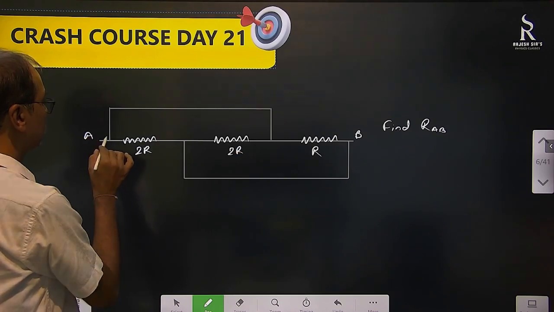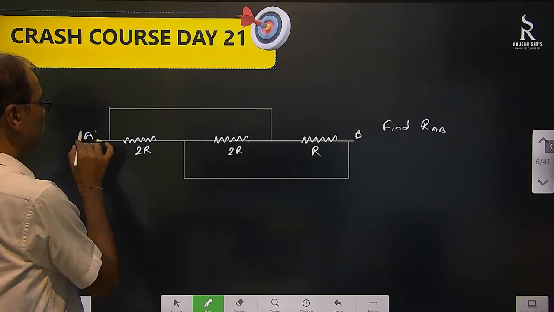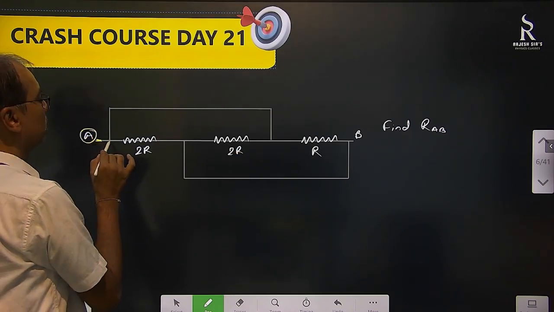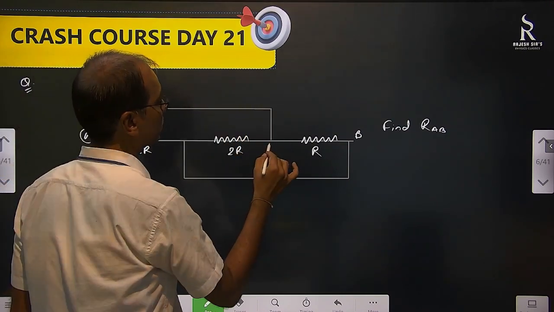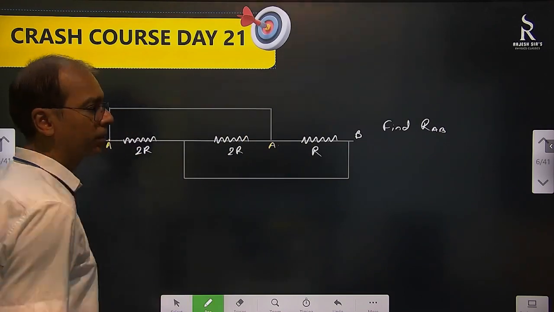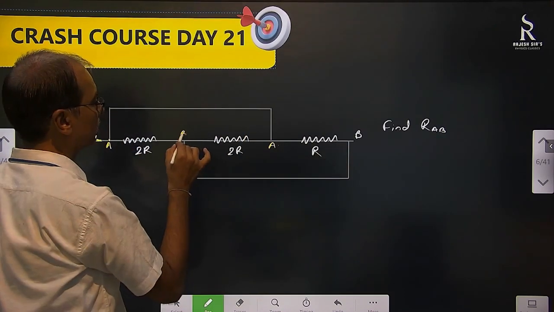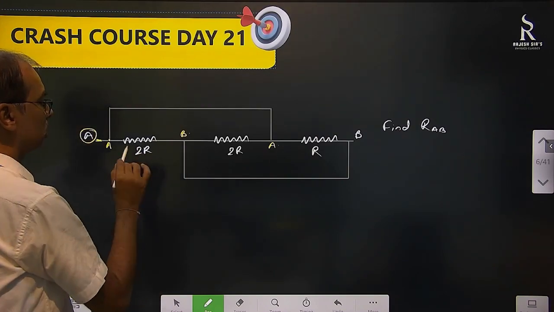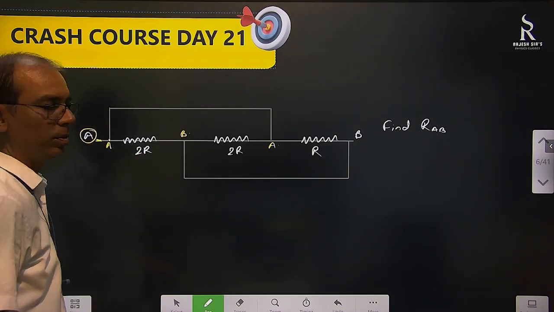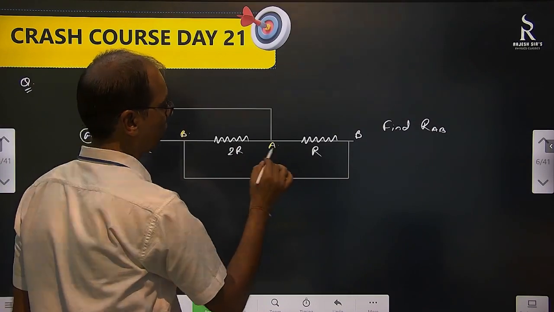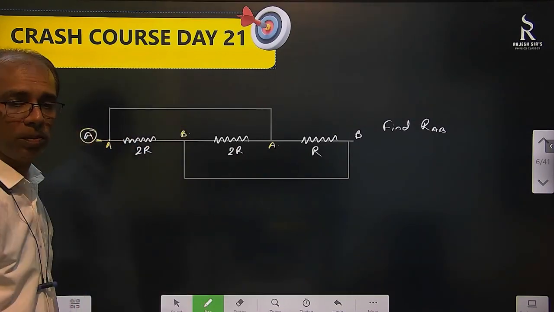What parallel? We said that if this is potential, here is potential at A. Okay, this point is A. Then this point also will have at the same potential. We can say this is also A. And if this point is at B, we can say this point is also B. So across this resistance, what is the potential difference? VA minus VB. Across this also VA minus VB. Across this also VA minus VB. So all three are parallel.